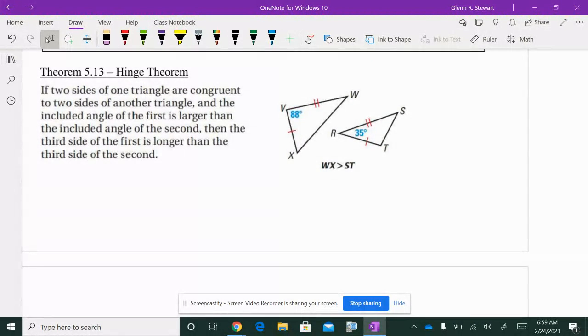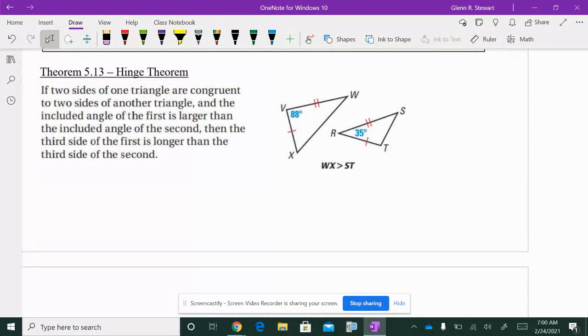5.6, we talk about the Hinge Theorem. The Hinge Theorem essentially says that if 2 sides of one triangle are congruent to 2 sides of another triangle, and the included angle in the first is larger than the included angle of the second, then the third side of the first is longer than the third side of the second.